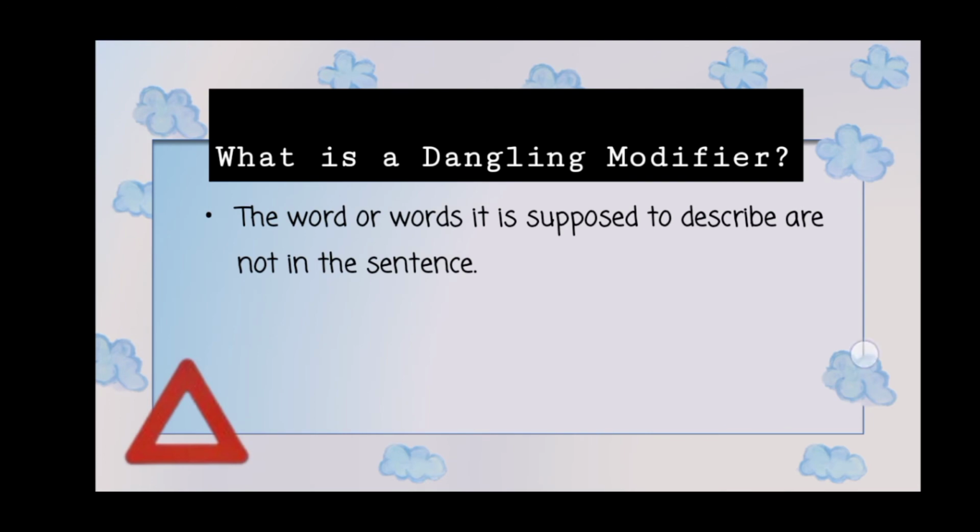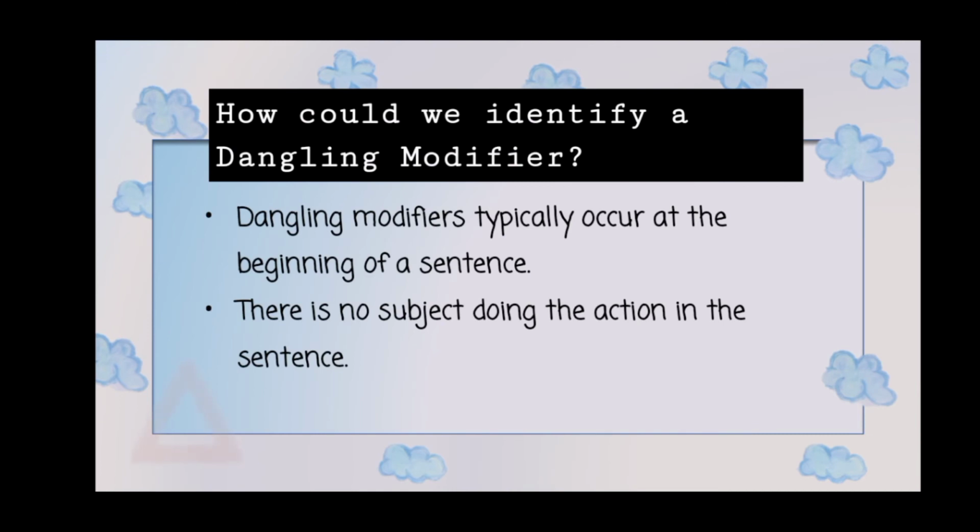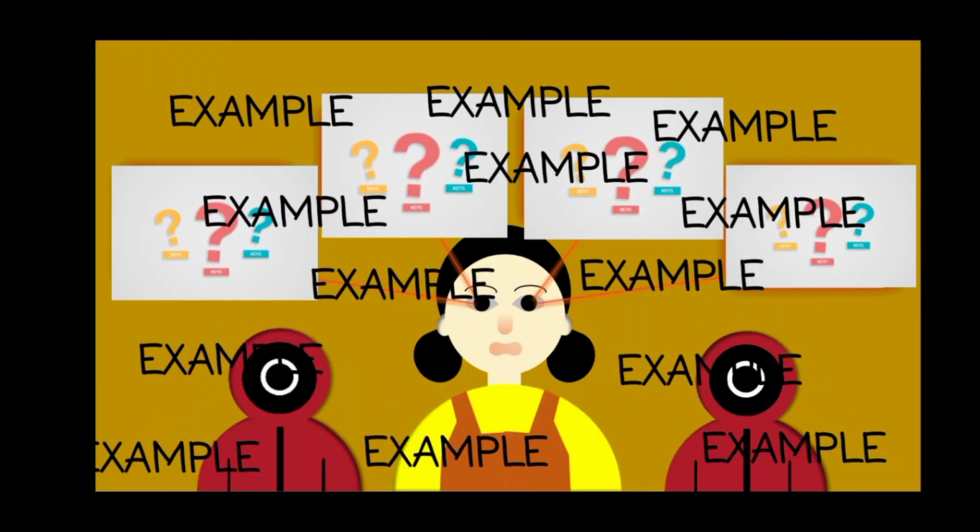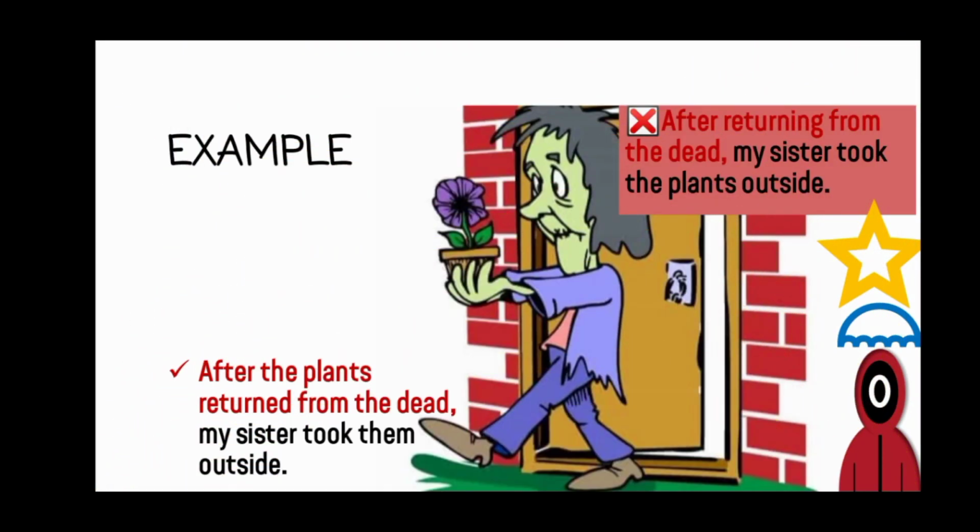But before we proceed to the example, let's talk about how we could identify a dangling modifier. First, the dangling modifier typically occurs at the beginning of the sentence. The second is there is no subject doing the action in the sentence. So let's see if it's present in our example. The first example is after returning from the dead, my sister took the plants outside. This sentence is like a horror story, so it's misleading. It depicts that the sister resurrects from the dead, which is very wrong.